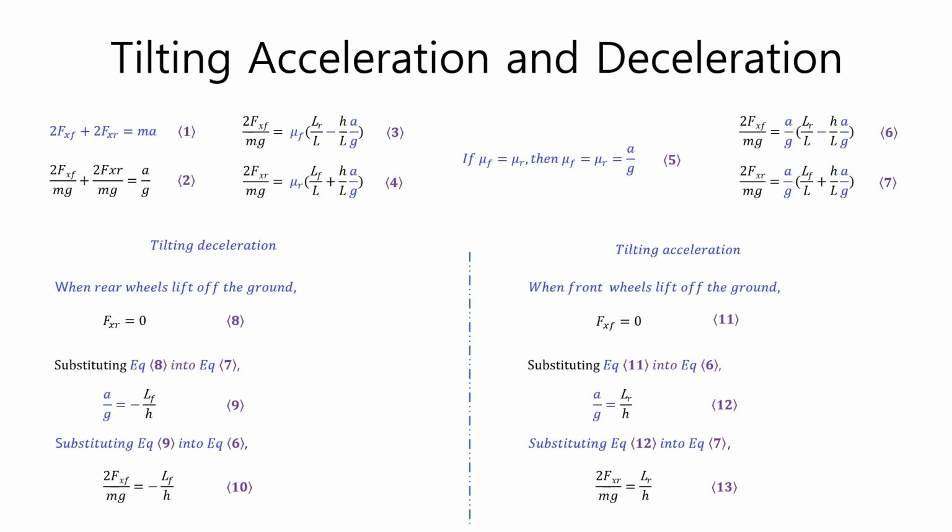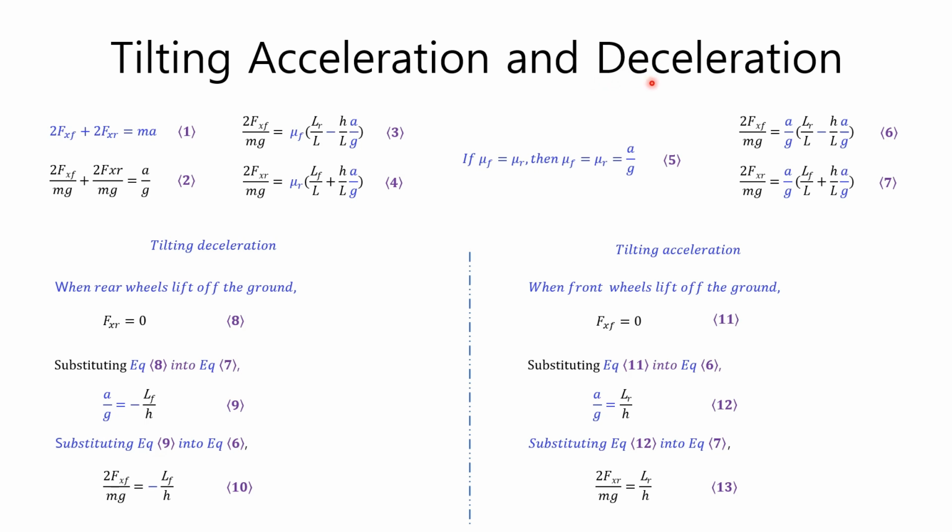In the last video, we learned that when there is sufficient friction between the road surface and the tires, there is tilting acceleration, which is the front axle lifting off the ground during driving, and tilting deceleration, which is the rear axle lifting off the ground during braking. These two accelerations are important characteristics for drawing the driving and braking force distribution curve, so let's review them. Since deceleration is negative acceleration, from now on, unless necessary, we will call both accelerations.